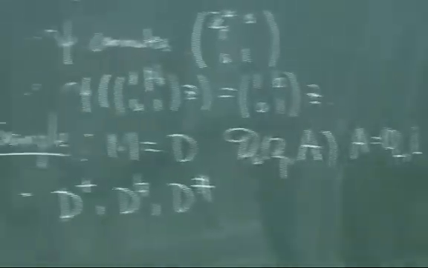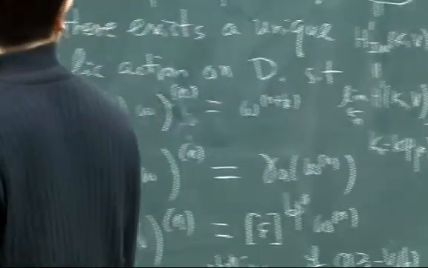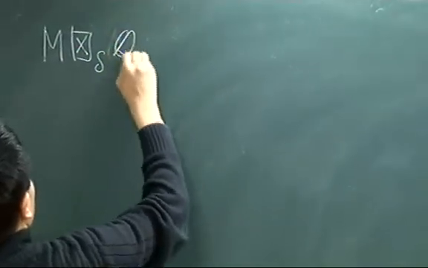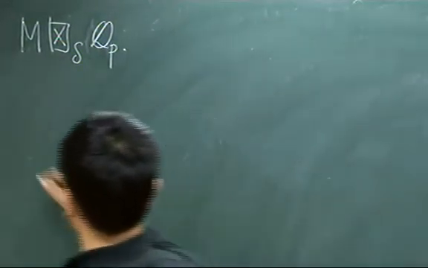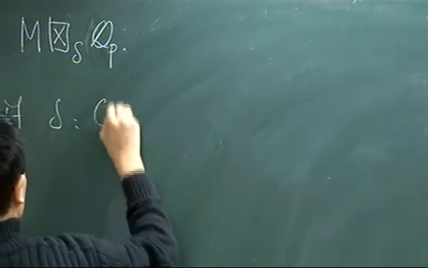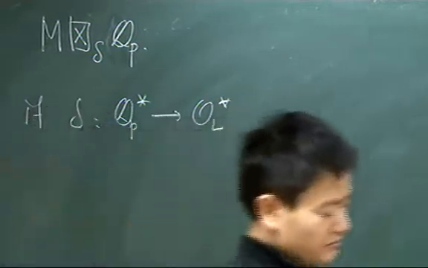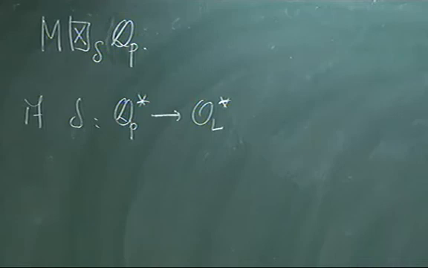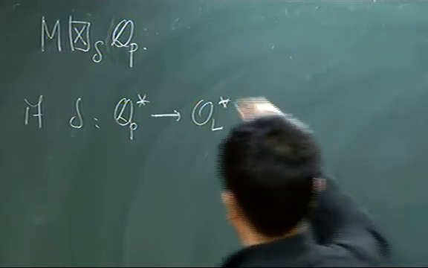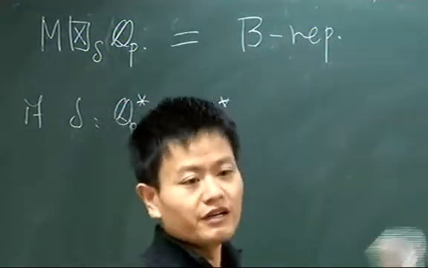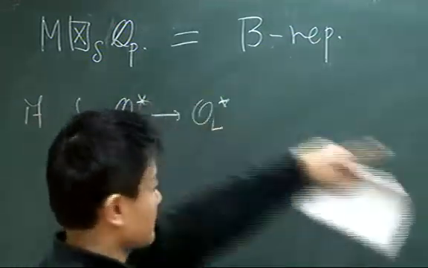Now with this action we also have this M tensor delta, for P Q_p. What is this? Delta is a central character, a character. Here we already have the B Q_p action. Now this is a B module, a B representation, where B is Borel. So the P Q_p action is just there.